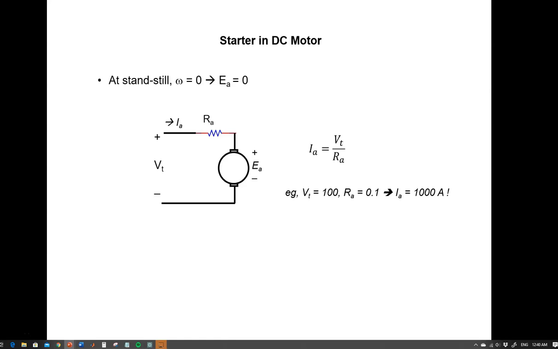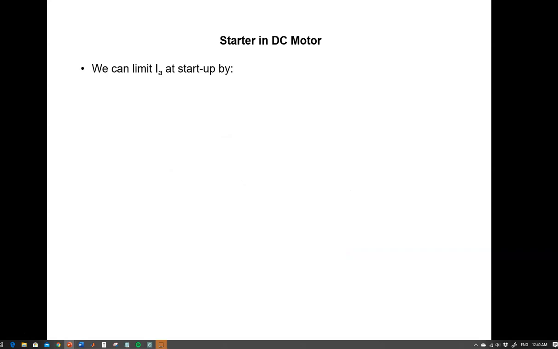So 1000 is several times larger than the rated current, and this very huge current can cause damage to the machine. Therefore, we have to find ways to reduce this start-up current from damaging the DC motor. So how do we limit this large start-up current? In general, there are two ways we can do that.